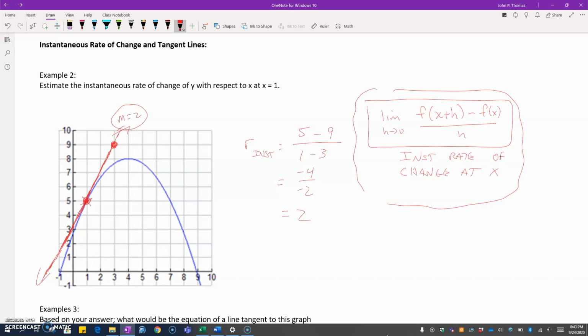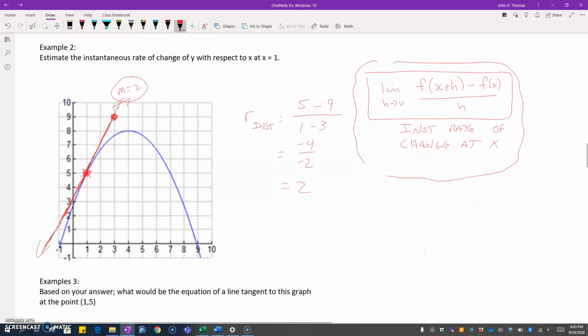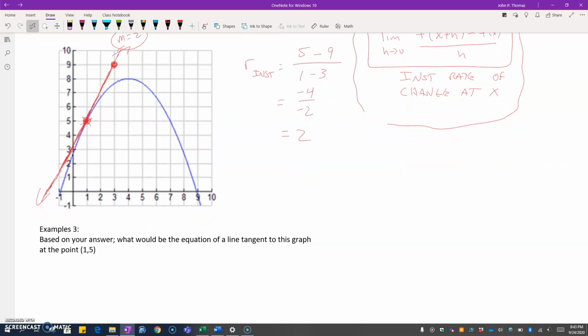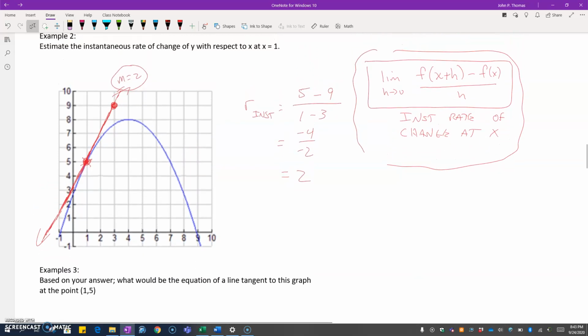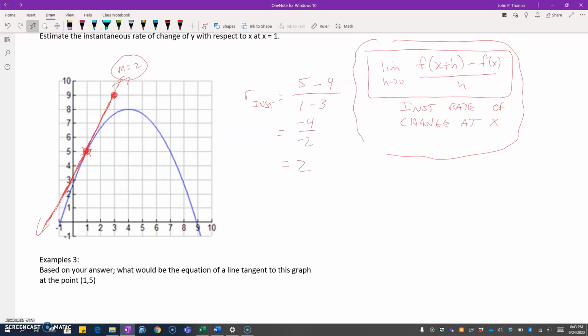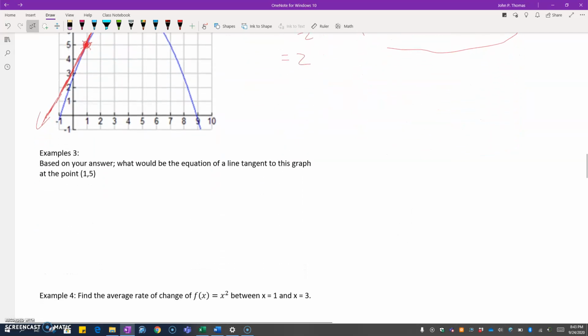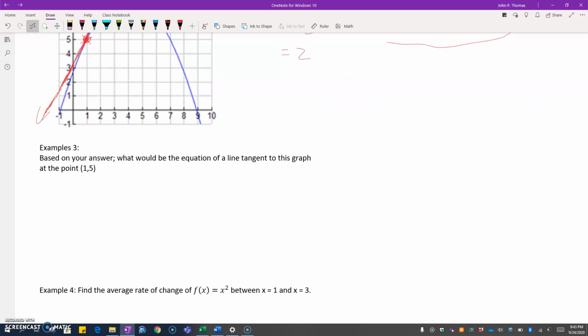And the way we do that is we pick 2 points on the curve and then we push the 1 point over to the other point so that we have a tangent line instead of a secant line. Right now, with derivatives or instantaneous rate of change, they're often going to ask you questions about tangent lines. So in example 3, it says, based on your answer, what would the equation of the line tangent to the graph at point 1 comma 5 be?